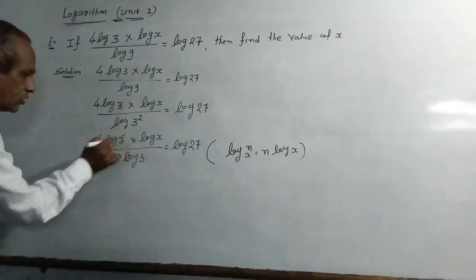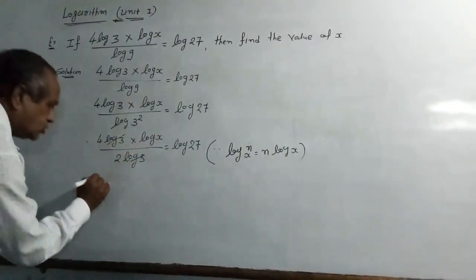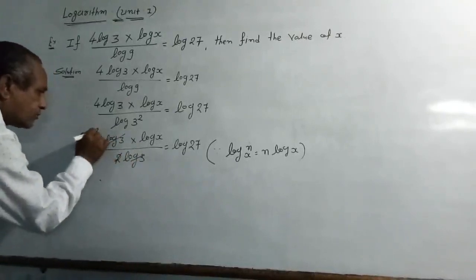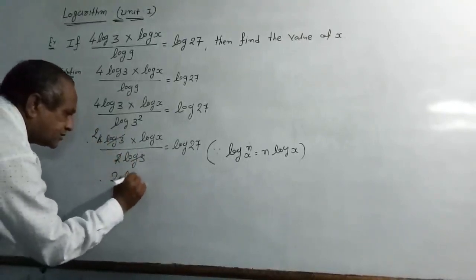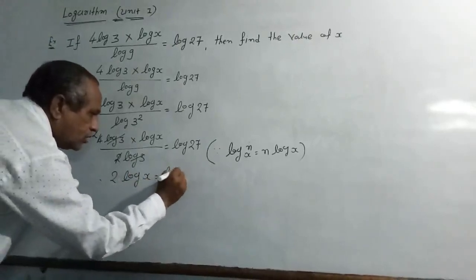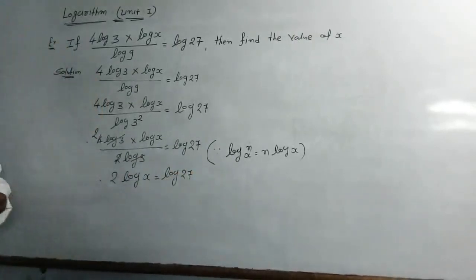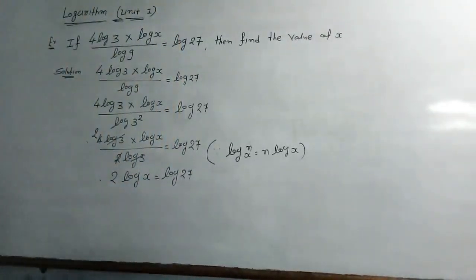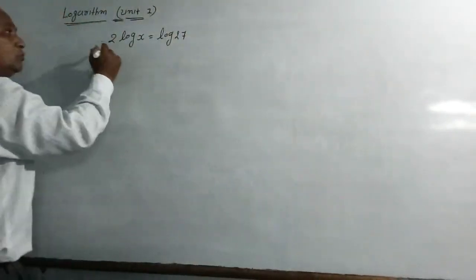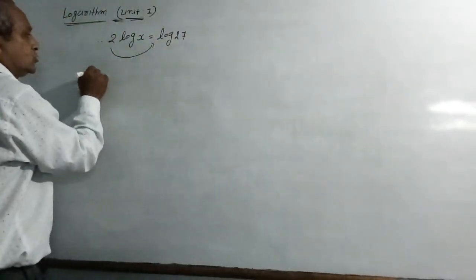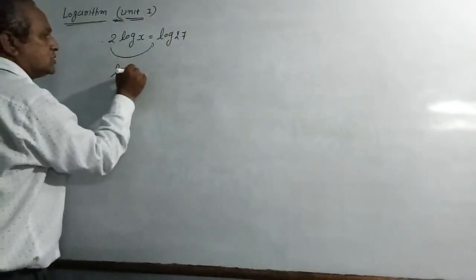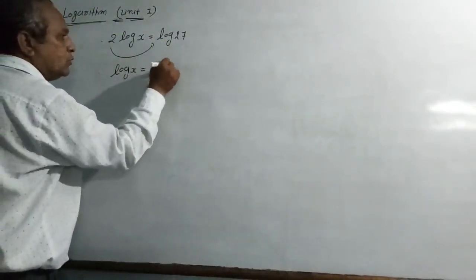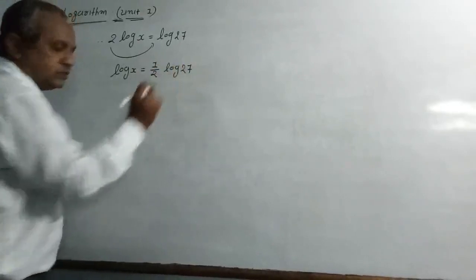Now here log 3 and log 3 cancel. So 4 by 2 is 2. Now 2 log x is equal to log 27. Same example, 2 log x is equal to log 27. The 2 is multiplied inside, so we divide on the other side. So log x is equal to 1 by 2 log 27.